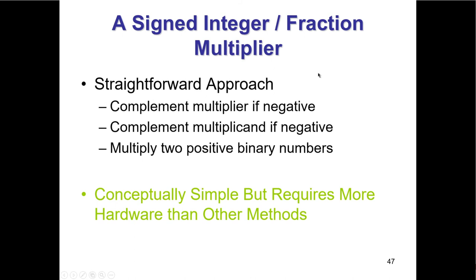All right, so now we're going to talk briefly about signed integer and fractional multipliers. I just want you to see that this is complicated. I guess we do implement them this way. But I want you to see how complicated 2's complement multiplication really is. Okay, so if the multiplier is negative, you have to complement it. If the multiplicand is negative, you have to complement it. So that you're basically multiplying two positive binary numbers. Okay? Conceptually, this is more straightforward, but it takes more hardware than other ways of doing it.